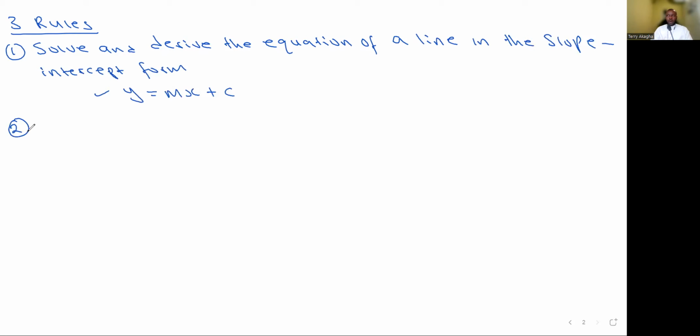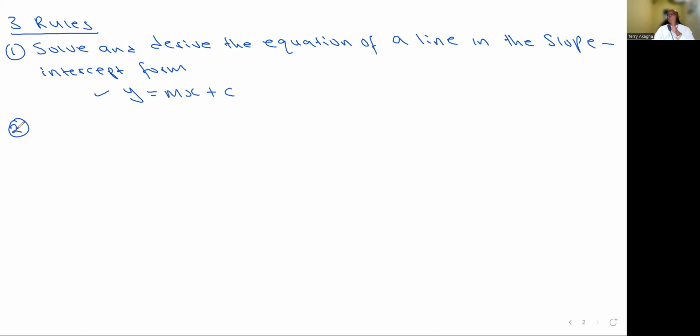Number 2, when you've done that, you do the same thing. Like for instance, if you have 1 point and 1 slope, you use the point slope form to find it. If you have 2 points and no slope, you use the 2-point form to find it, and so on. If the slope has been given to you and the c, you just write it in the form of y is equal to mx plus c.